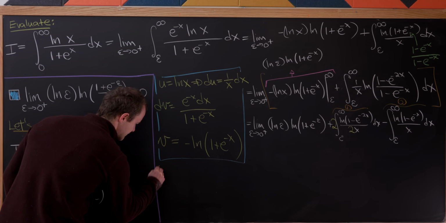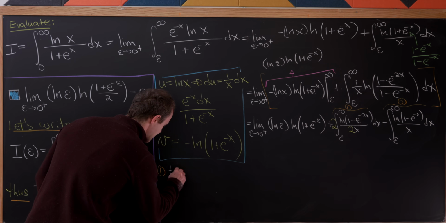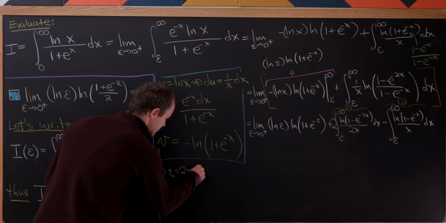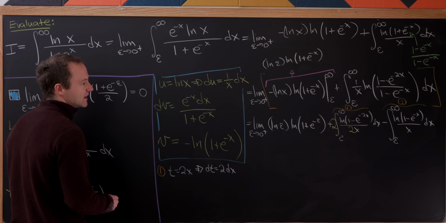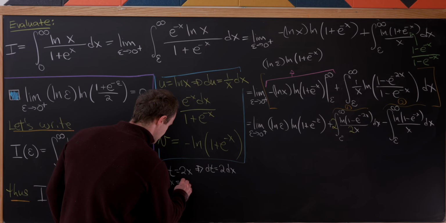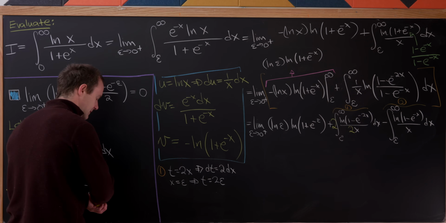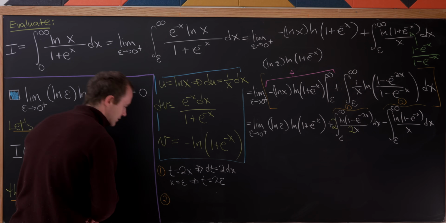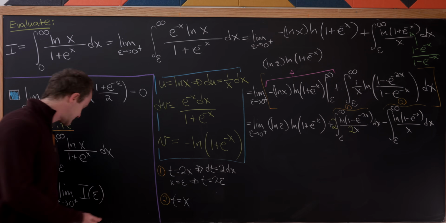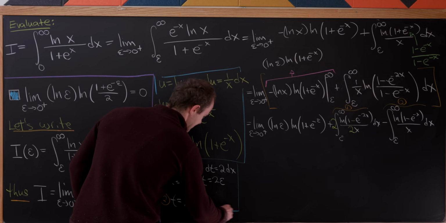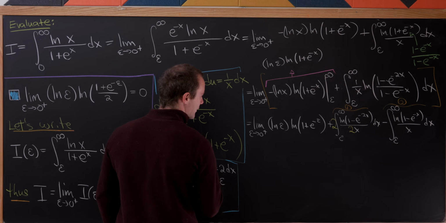but I want to distinguish them. So in this first integral, we'll take the change of variables given by t equals 2 times x, which tells us that dt equals 2 dx. And furthermore, when x is equal to epsilon, that tells us that t is equal to 2 times epsilon. And then for this second integral, we'll take the trivial substitution, which is just t equals x. That essentially looks like it doesn't do anything, but it changes the dummy variable from x to t. So let's see where we are after that.